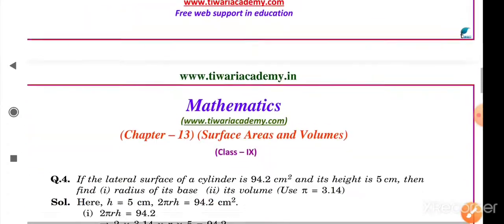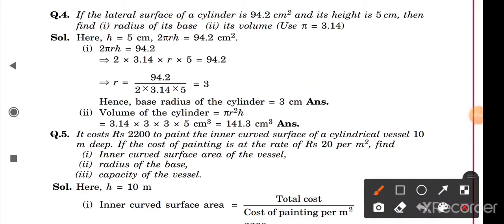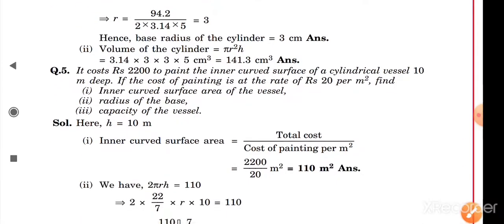Now moving to the next question. In the next question you can see that the lateral surface area of the cylinder is given. Lateral surface area means curved surface area, or you can say 2 pi r h. It is given in the question, and you are given the height, and you have to find out the radius of the base. So you will write 2 here, and in the place of pi you will write 3.14, and r you have to find out, h is given. You will substitute all the values and find out the radius. Now you have the radius and the height, and you can easily find out the volume, which is pi r square h.